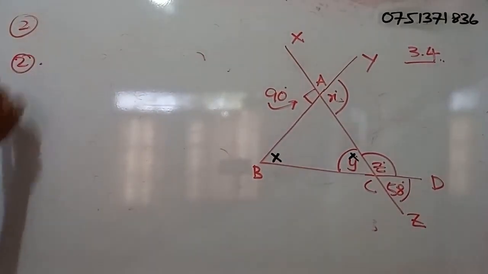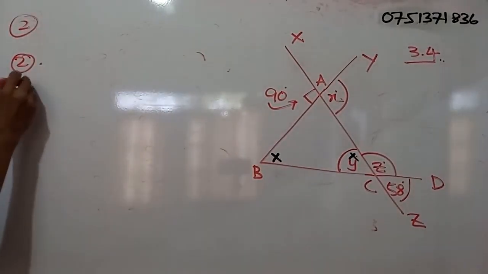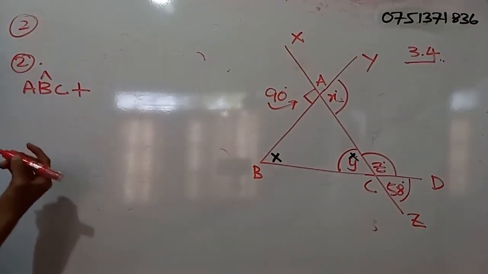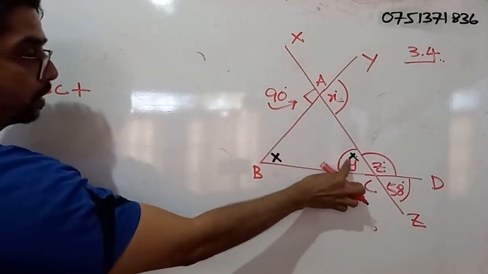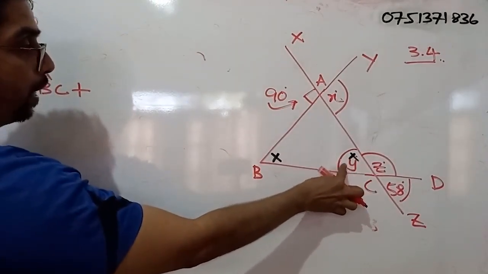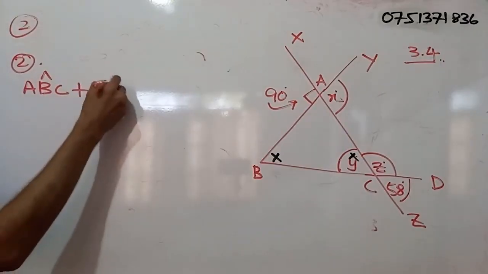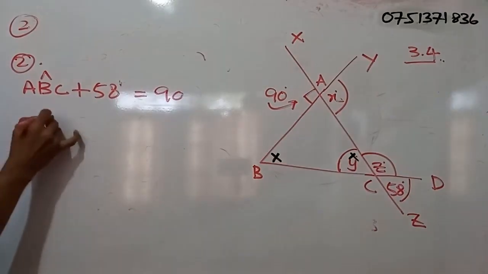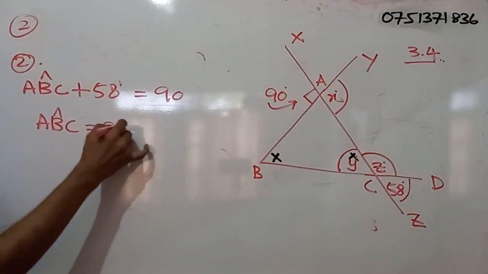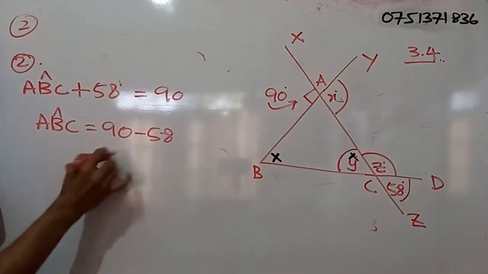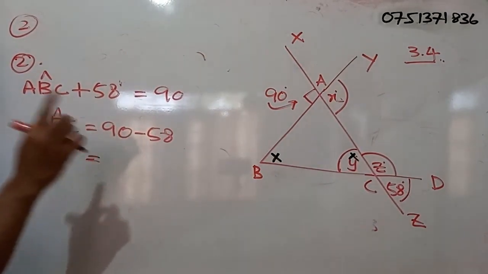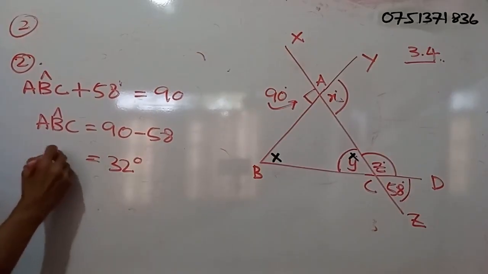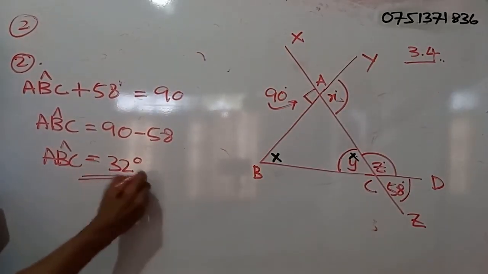Right? So ABC plus this angle. So this is Y, no? Right? So Y, we have calculated it as what? 58. Okay? So that is equal to 90 degrees. So ABC angle, what's the magnitude? 90 minus 58. 90 minus 50, we know that is 40. 40 minus 8, we know that is 32 degrees. So ABC angle is 32 degrees.